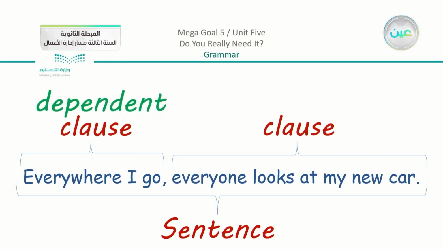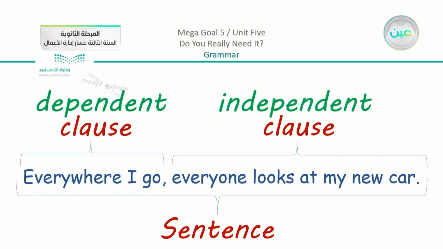And the other part, let's just ignore this one and say, everyone looks at my car. So if I come to you and tell you, everyone looks at my new car, here you have a complete idea, you understand something completely. So which means that this clause is independent. So now we know that the dependent clause doesn't give a complete meaning, and this actually is going to be the adverb clause. And the other part is an independent clause because it gives you a complete idea or a complete meaning.